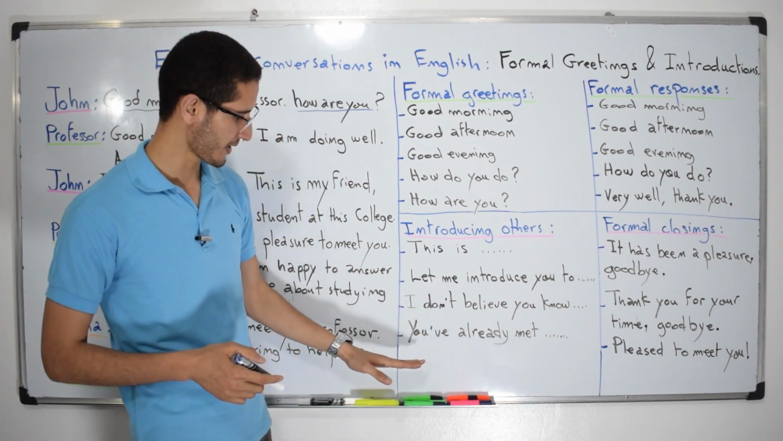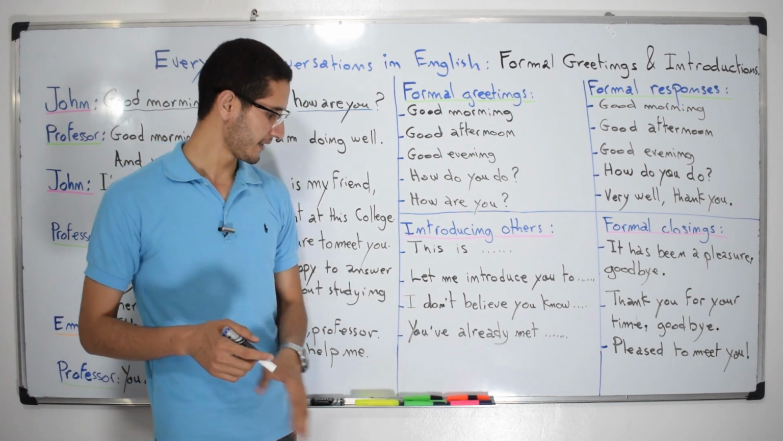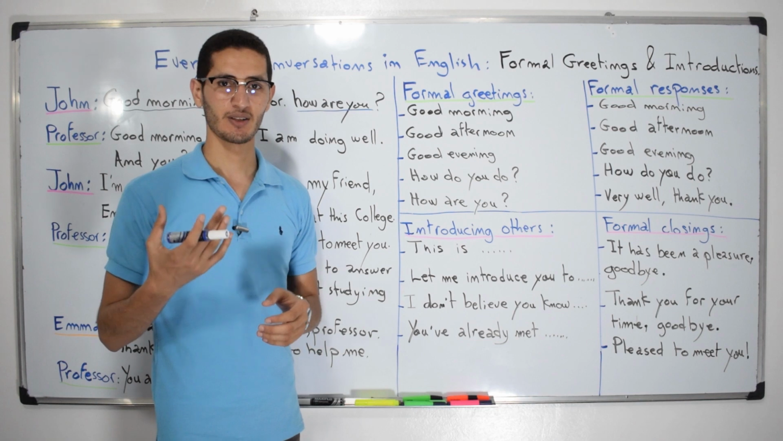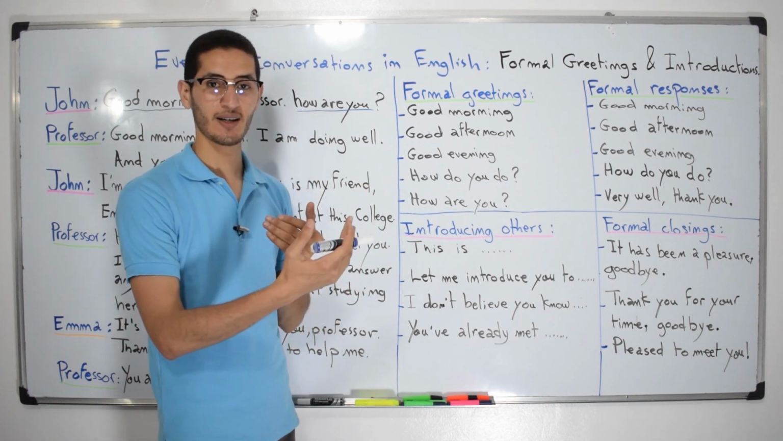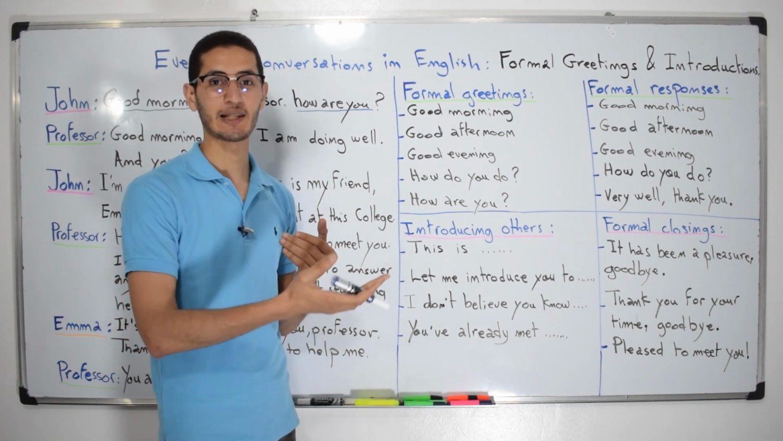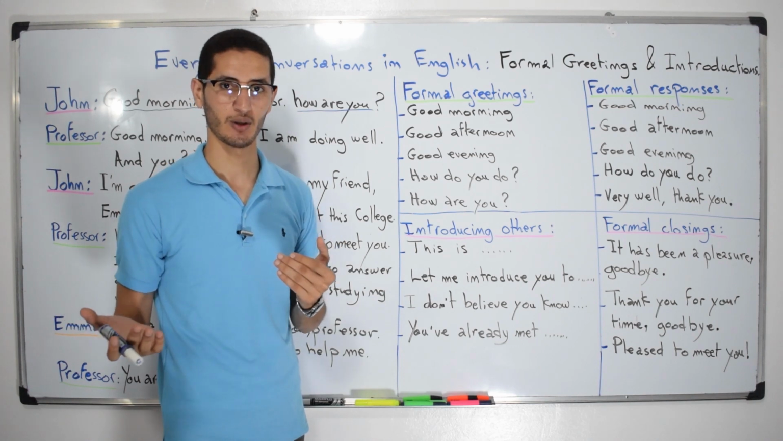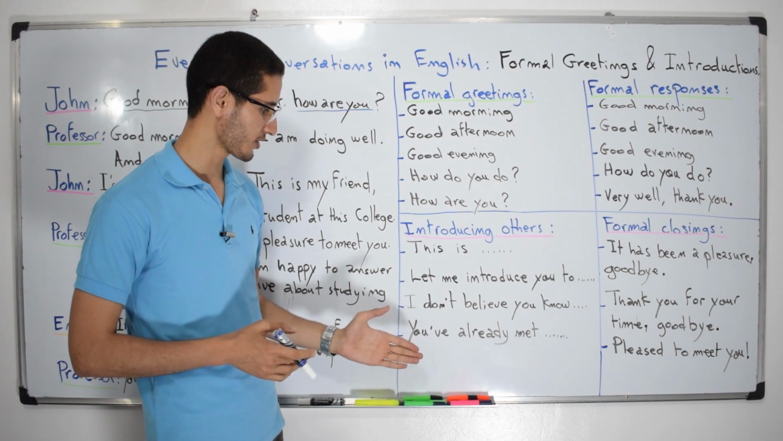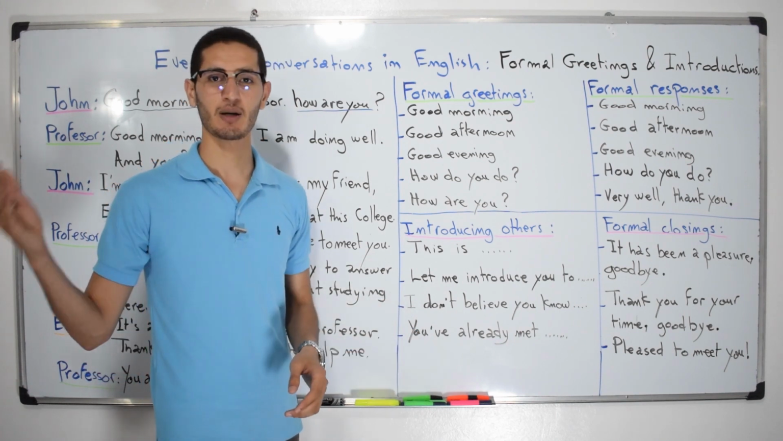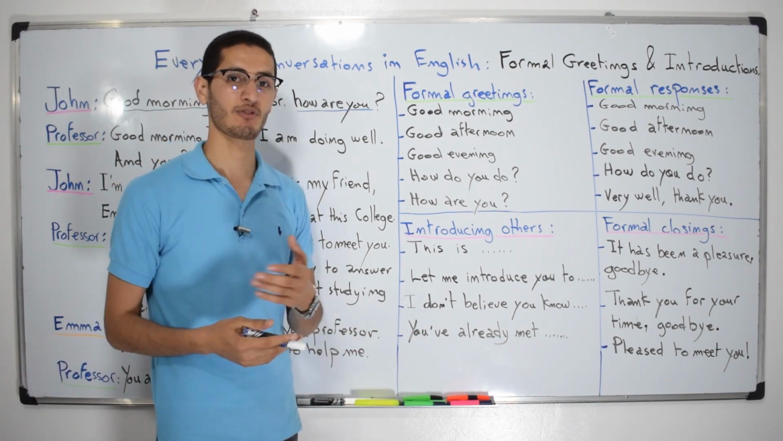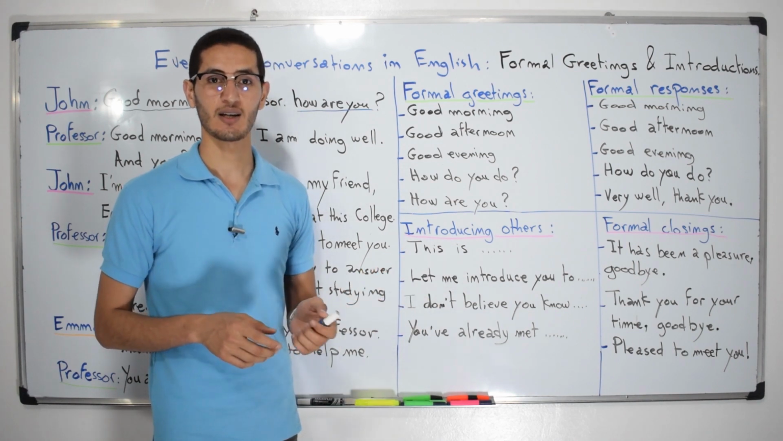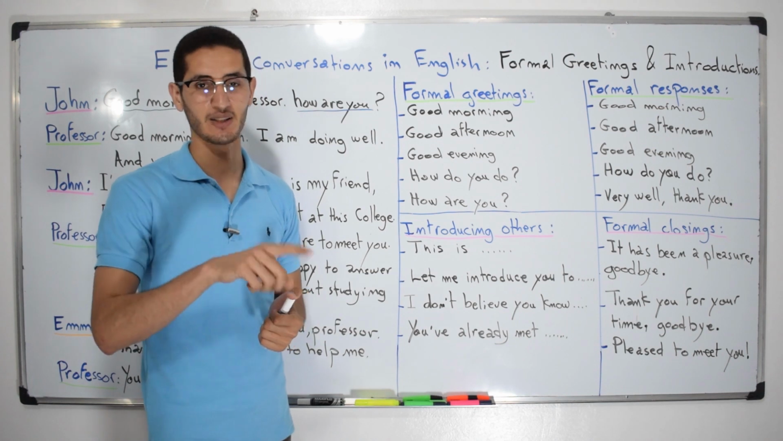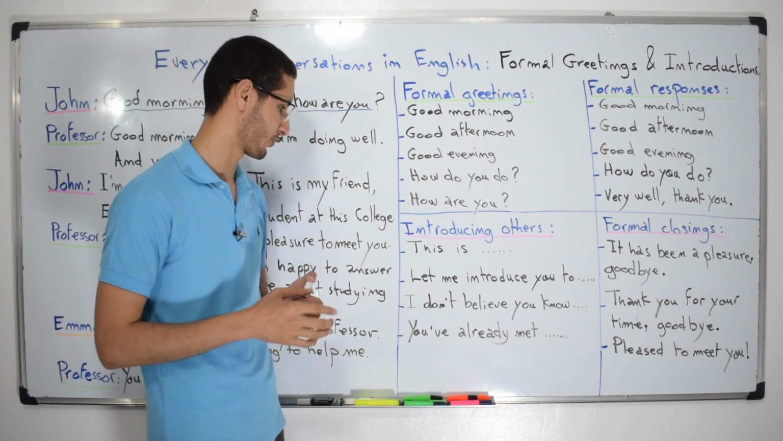And then the fourth one is, you've already met. This expression should be used when you are sure that the person you're talking to already knows or has already met the person that you're with, all right? So if you have this information, you could use this expression. You could say, you've already met my brother John. And then if they have already met, they would say, oh yes, how do you do? Or yes, how are you, John? I mean, they will address the person that you're with, not you, of course.